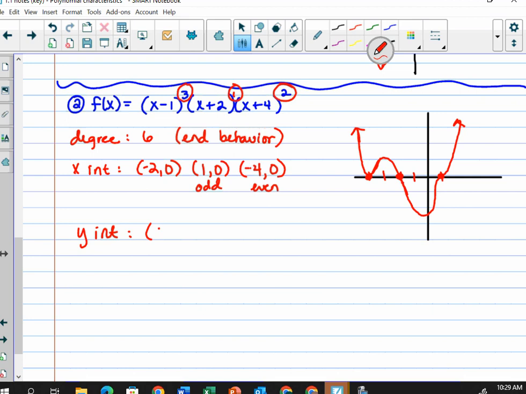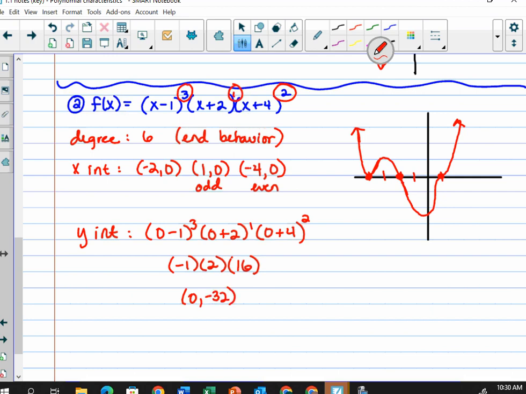So I need to do 0 minus 1 cubed times 0 plus 2 to the first times 0 plus 4 squared. So what's -1 cubed? Negative 1, okay. And then times 2 times, what's 4 squared? 16. So when I multiply that all out, what do I get? Yep, so the point 0, negative 32 is my y-intercept.